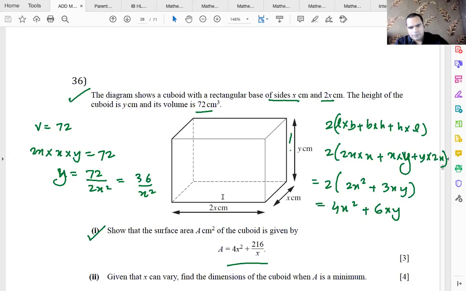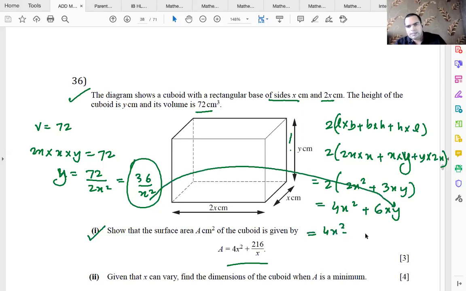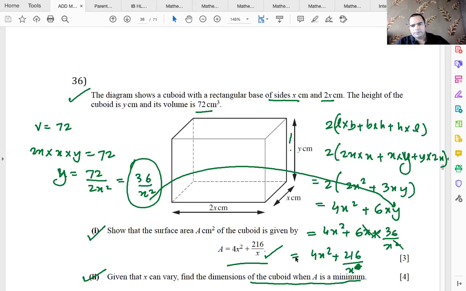And now what we do is, in place of y, we put 36 over x squared. So it'll be 4x squared plus 6x times 36 over x squared. And 36 times 6 is 216. So 4x squared plus 216 over x. This x and x get cancelled, so you get exactly what we wanted. Now, given that x can vary, find the dimensions of the cuboid when A is minimum.